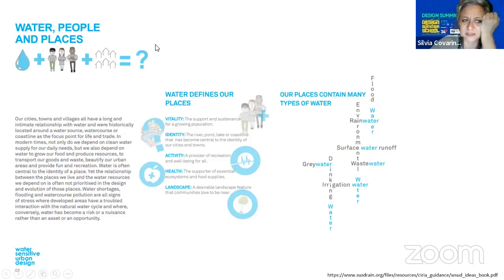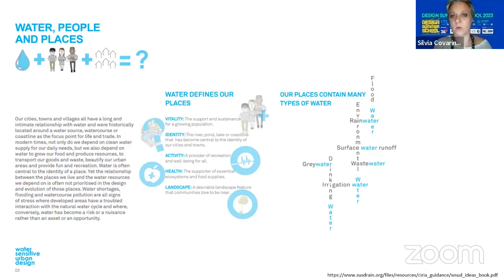I was reading some interesting reflection over water, people, and place. We have water, we have the community, and then we have the place with identity, and how to manage it. And when the water defines our place, it's for the vitality, for the identity, for the activity, and for the issue, and for the landscape.